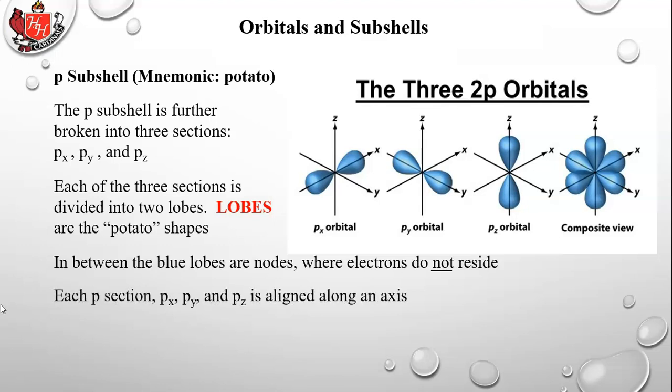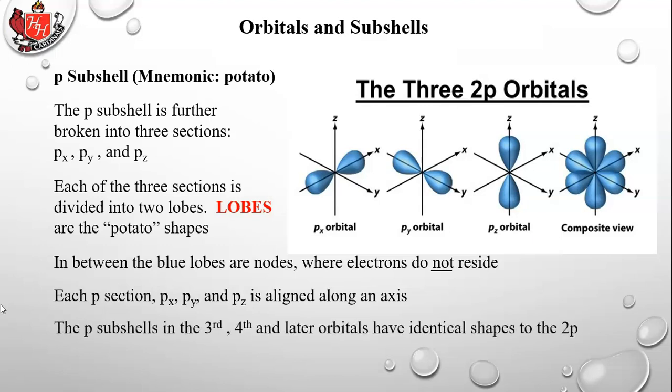So each p section, px, py, and pz, is aligned along an axis. The p subshells in the 3rd, 4th, and later orbitals have identical shapes to the 2p. The difference is they're farther out from the nucleus. As you get to higher orbitals, 2nd, 3rd, 4th, 5th, as the orbitals go up, the subshells are further away from the nucleus. And then again, over on the right, you see the composite. They're all put together into the same atom. So you see them sticking up in all 3 of those directions, and they're all put together over there on the right.